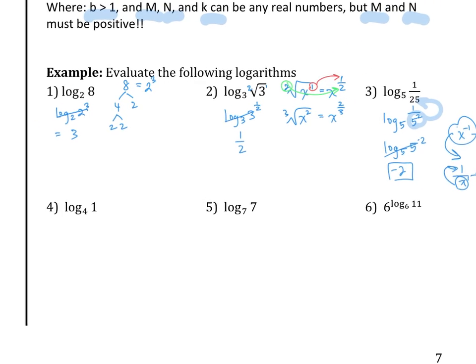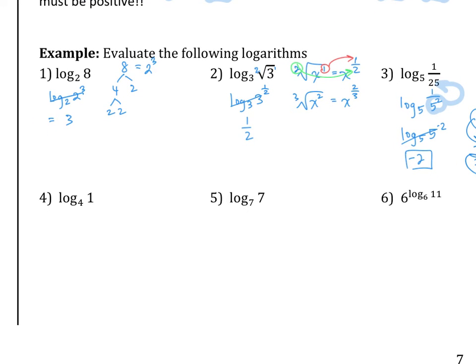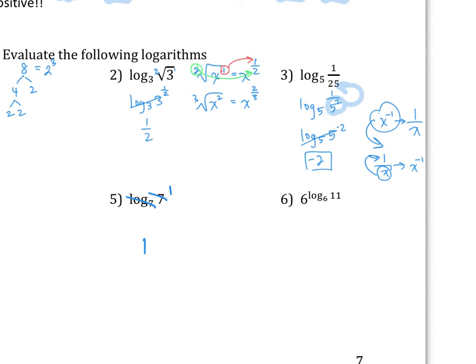All right, let's have you try 4, 5, 6 on your own and then come back and check the answer. Okay, so number 4, like the log rule says, any log of 1 is always 0. This log and the 7 has the same base, so this is 1 because that's 7 to a 1. This exponential and log has the same base, so this is just 11.